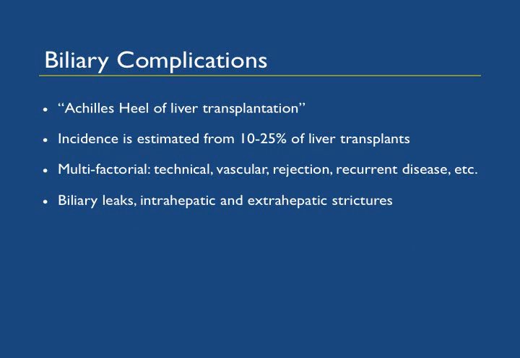Other than rejection, biliary complications represent a major cause of morbidity and mortality after liver transplantation. Often referred to as the Achilles heel of liver transplantation, it is actually relatively common. The incidence is estimated to occur in 10 to 25% of liver transplants. The causes for biliary complications are multifactorial, including technical issues with the anastomosis, vascular insufficiency, and other causes. The different types of biliary complications include bile leak and both intra- and extrahepatic strictures.